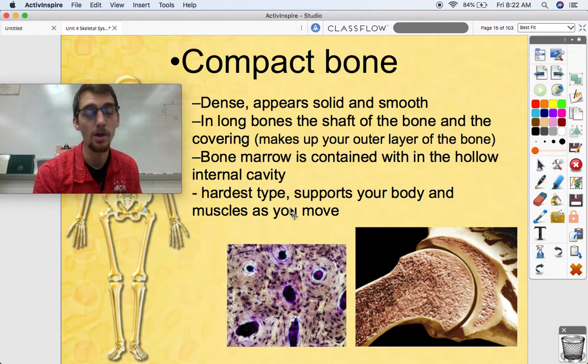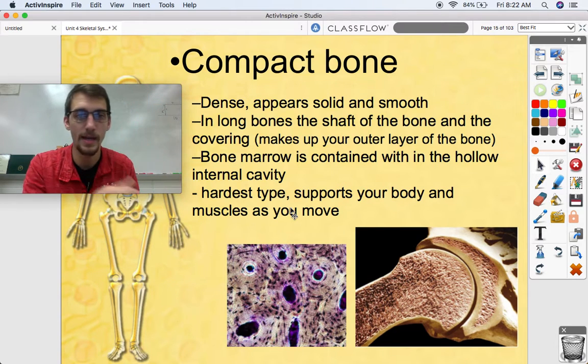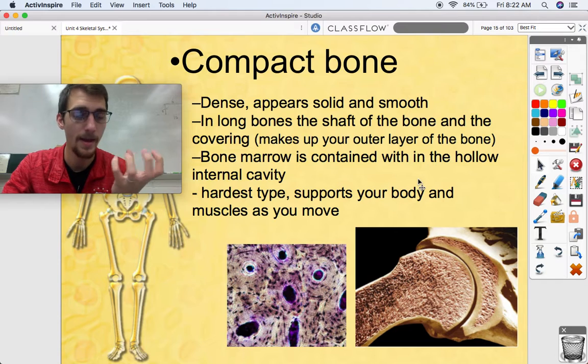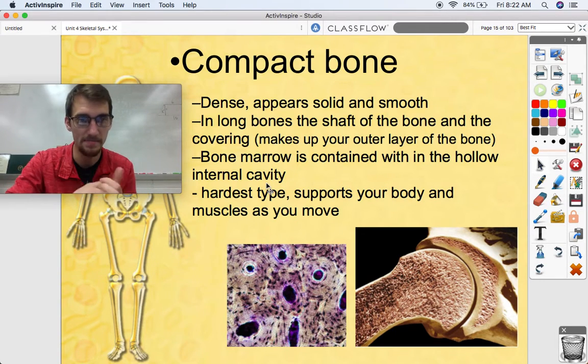In a long bone, which is a type of classification of bone that we're going to look at, basically like your radius or your ulna or humerus, any one of those are long bone. Compact bone tissue tends to make up the covering and the outside of it, while the other type, spongy bone, tends to make up the inside. So within a singular bone, the compact bone surrounds an internal cavity, and that's where bone marrow is kept. And it's called compact because it's solid.